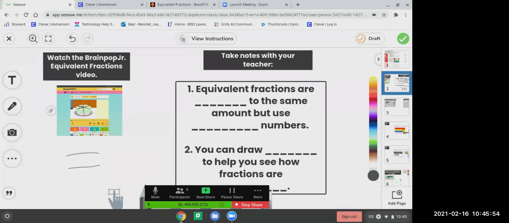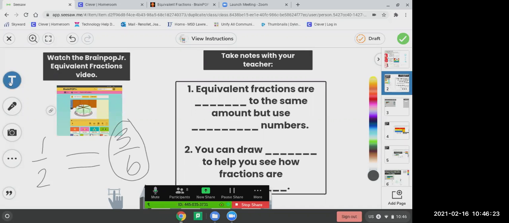So some examples that we saw in the video were equivalent to 1/2. 1/2 is equal to 3/6. Equivalent fractions are equal to the same amount, but use different numbers.